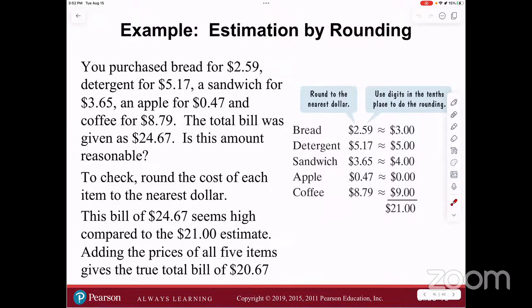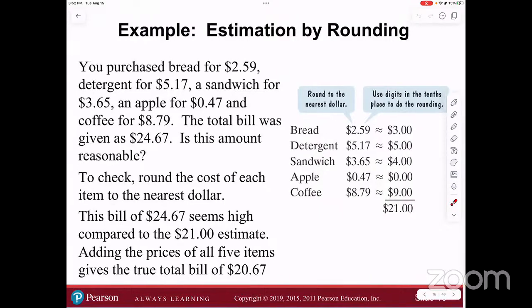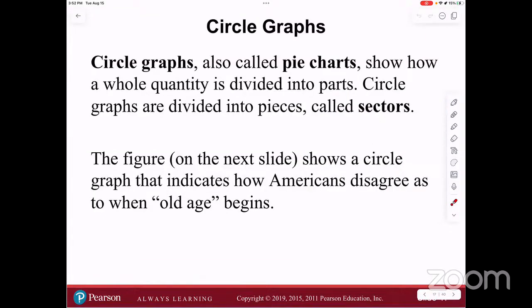All right. Anywho, so circle graphs. Circle graphs, also called pie charts, show how a whole quantity is divided into parts. Circle graphs are divided into pieces called sectors. The figure on the next slide shows a circle graph that indicates how Americans disagree as to when old age begins.